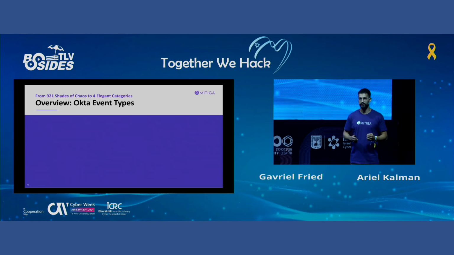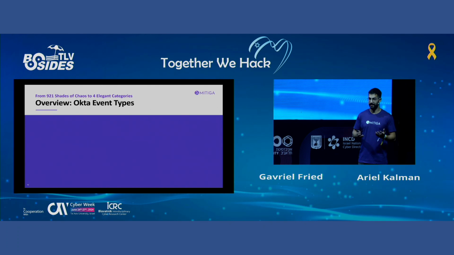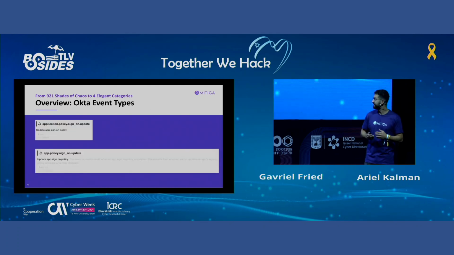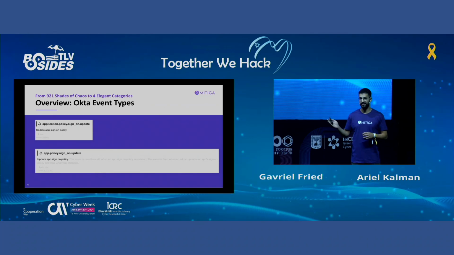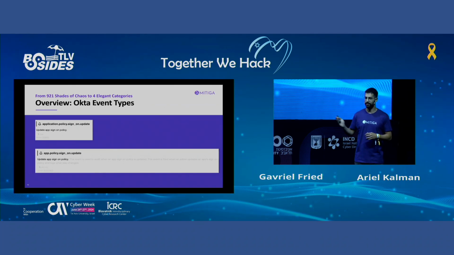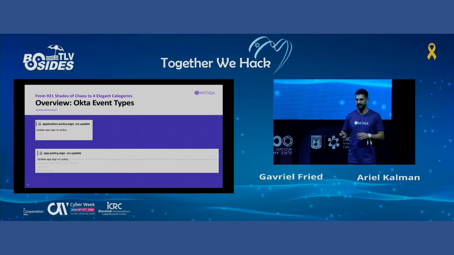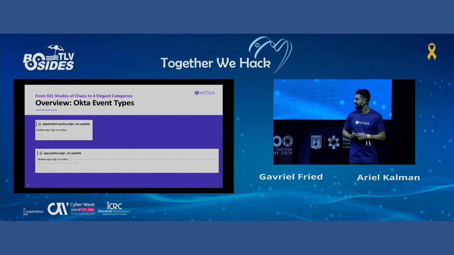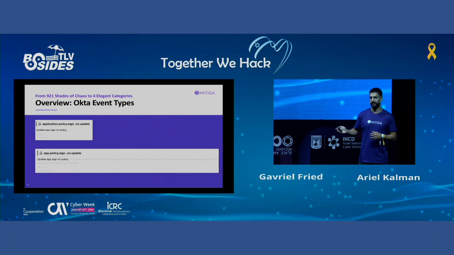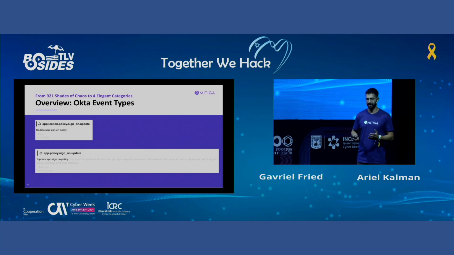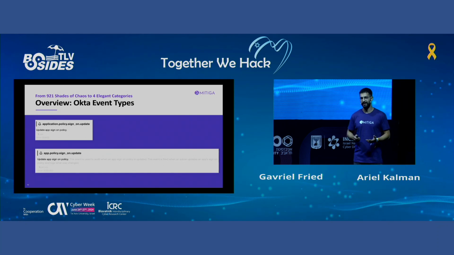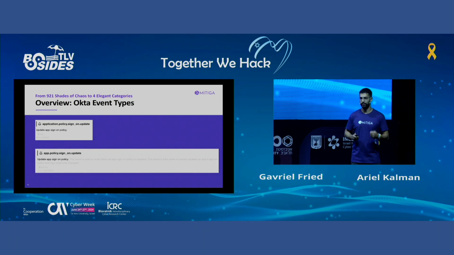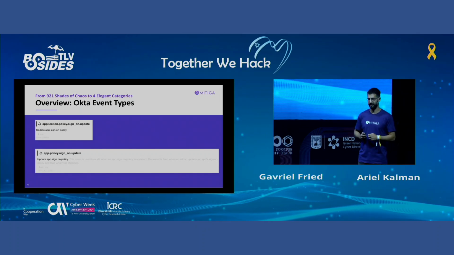Okta has nearly 1,000 different event types. Sometimes it's hard to differentiate between 2 event types. For example, take a look at these 2. The first is application.policy.signon.update. The second is app.policy.signon.update. The description for both: update app sign-on policy. A bit confusing, isn't it? So apparently, Okta differentiates between app and application, but they do not consistently stick to this distinction.